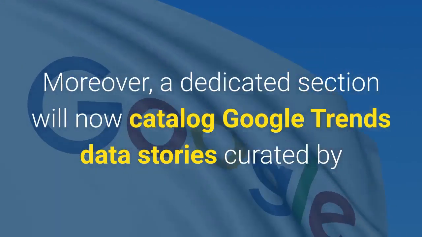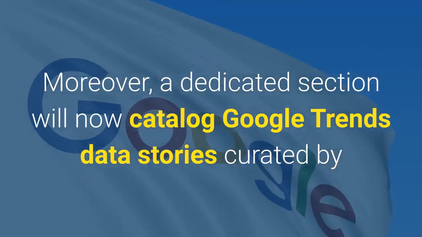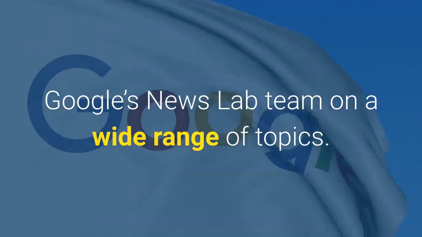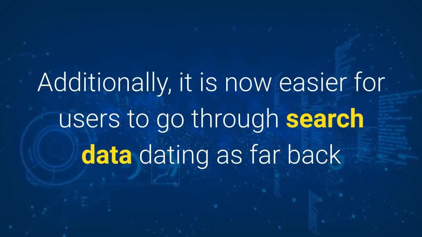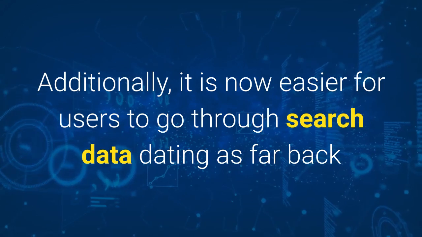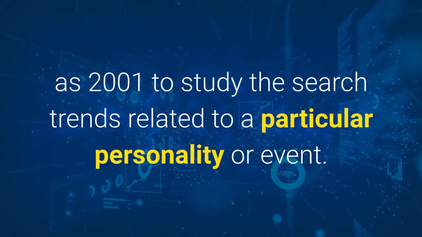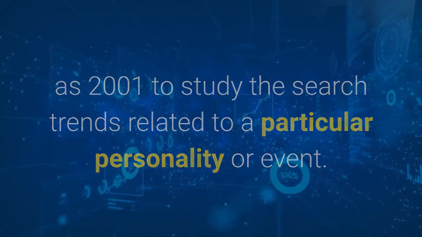Moreover, a dedicated section will now catalog Google Trends data stories curated by Google's News Lab team on a wide range of topics. Additionally, it is now easier for users to go through search data dating as far back as 2001 to study the search trends related to a particular personality or event.